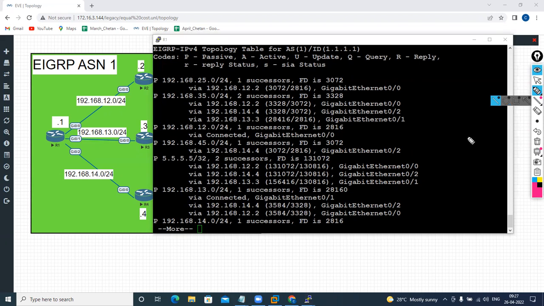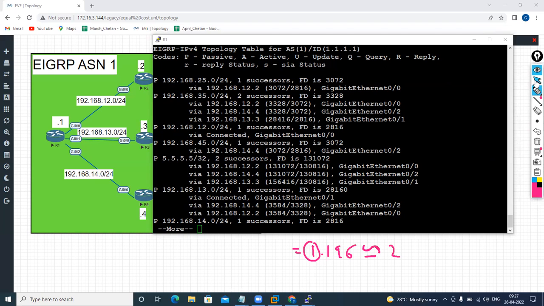How much? 1.196. Always you need to round it off to the next value. Never use 1. By default, it is 1. It is not load balancing, right? By default, your variance is 1. So never use 1. You should round it off to the next value. It is 1.196. Okay, round it off to 2.